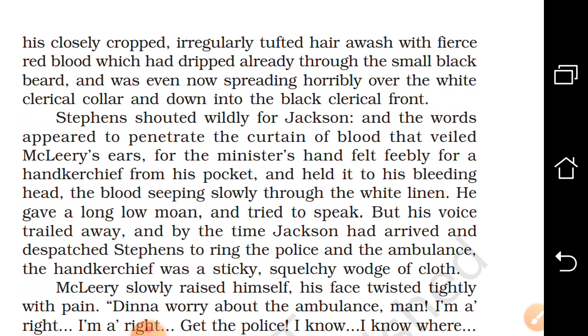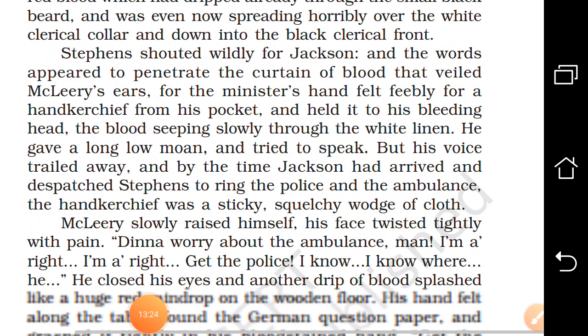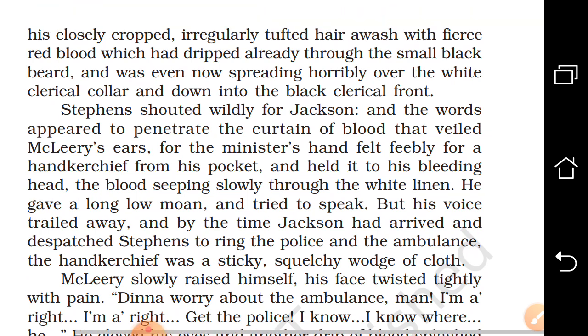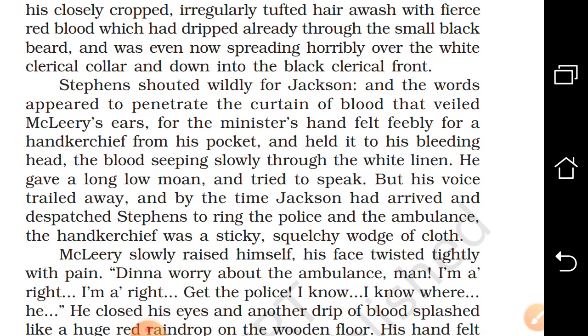So you can see the blood was flowing, and even the kerchief became wet with that blood. Here the blood is very sticky and squelchy. What is squelchy? The sound of liquid. Okay, wodge, you can write down. A wodge of cloth means a lump of cloth.